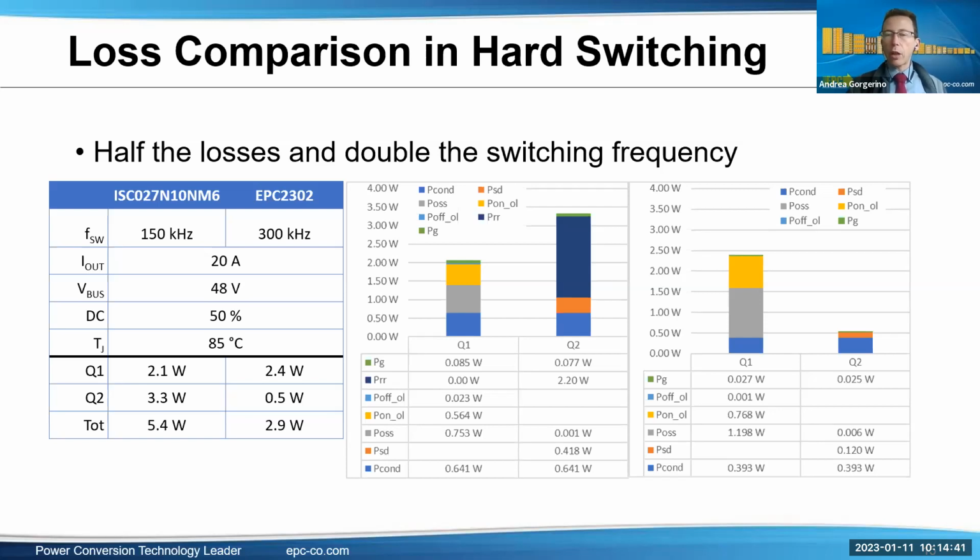Maybe the other quick comment I want to make here is the orange one. That's the PSD. That's the dead time diode conduction losses. As I mentioned before, GaN FETs have a different mechanism for reverse conduction. That's not a diode. And one of the characteristics is that it has a higher drop. So typically it leads to higher losses. But you can see here in the calculation, it's actually lower.